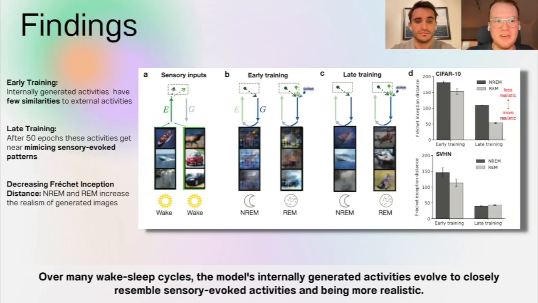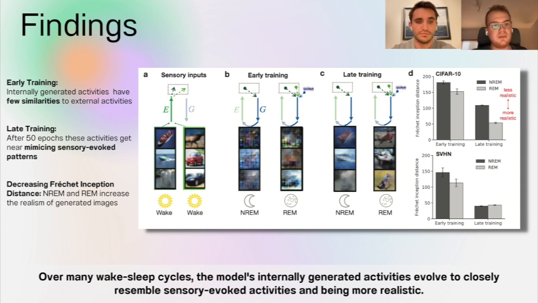So to show you the first finding, the authors trained the model on sensory inputs, as you can see on the left in the wake phase, and those are just usual images. In the early training phase, we can see, okay, the generated images don't look real at all. But after 50 epochs, we can see, okay, if we train the model, it actually works. At least we can see generated images that look somewhat real.